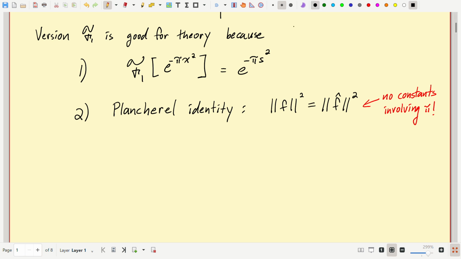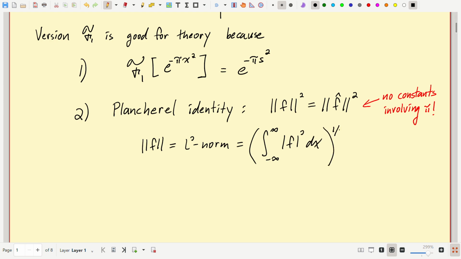So in this Plancherel identity, the norm of f is the L2 norm, and that would be equal to the integral from minus infinity to infinity of the absolute value of f squared dx, and then you take the square root of that.